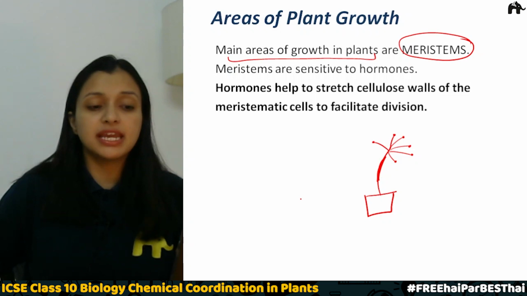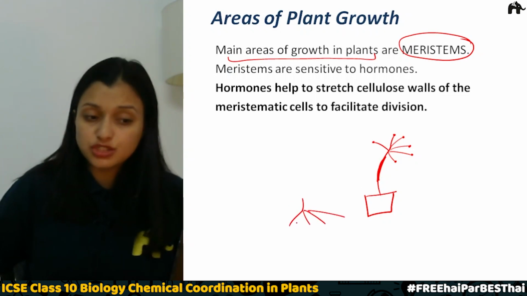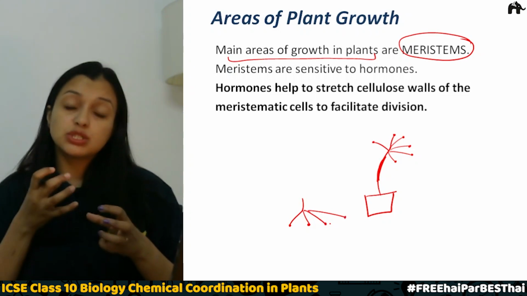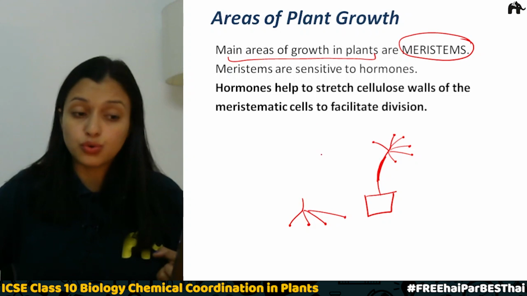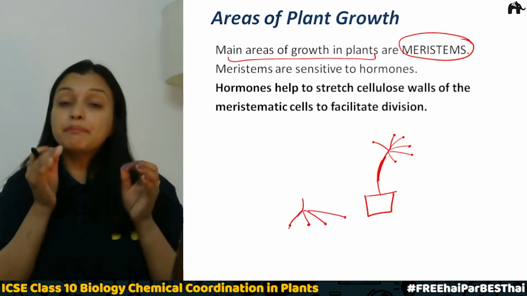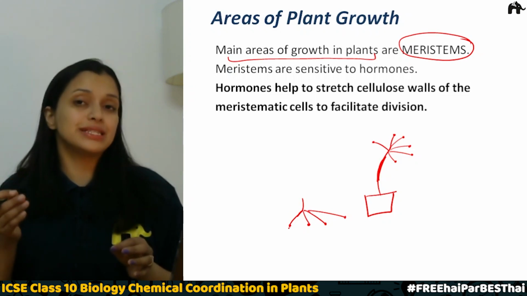Same is the case in roots. In case of root, there will be tips where these meristems will be present. These are the places where the root will grow, right? The root will not grow from here, it will grow from here. So these are the main areas in plants where we can see growth.